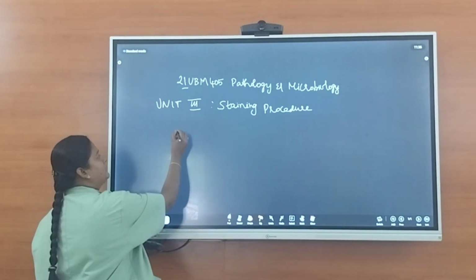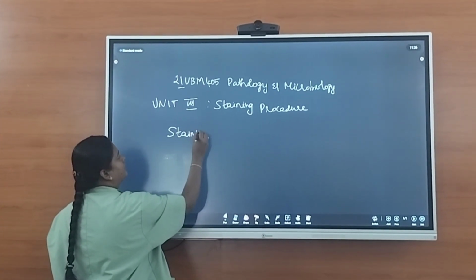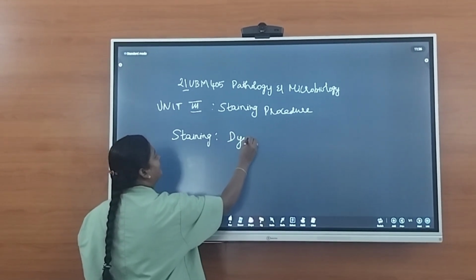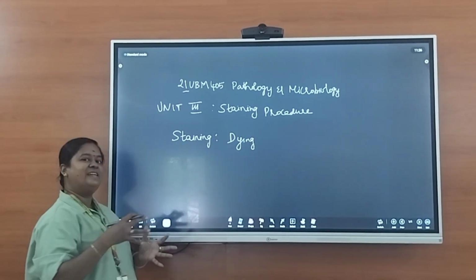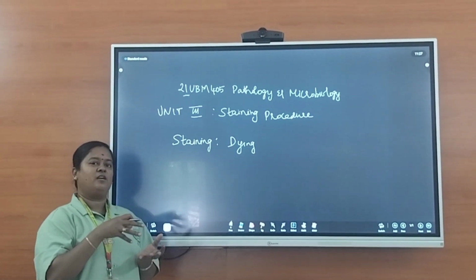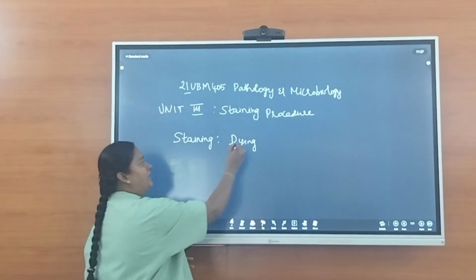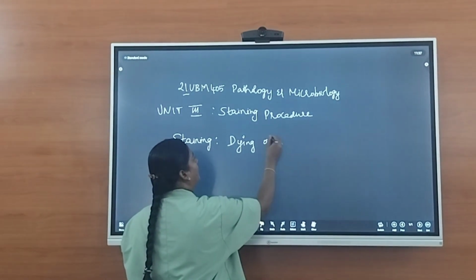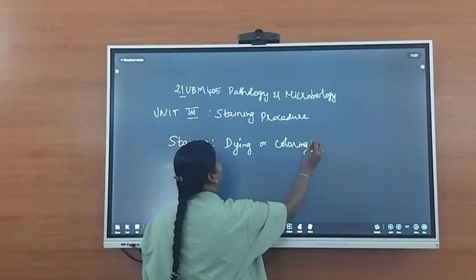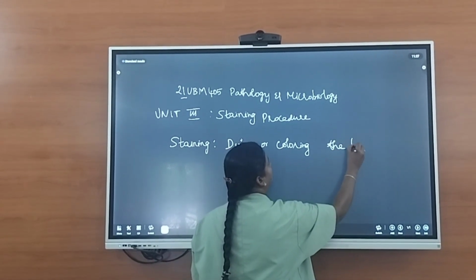So first, what is called staining? Staining is dyeing or we can say coloring. So we are enhancing the bacteria by adding coloring or staining in order to get an enhanced view of the bacteria. So what are we going to color? We are going to dye or color the bacteria.